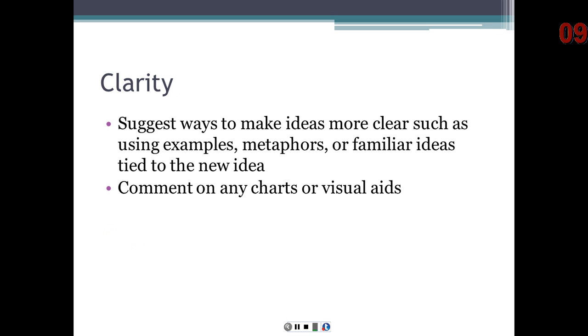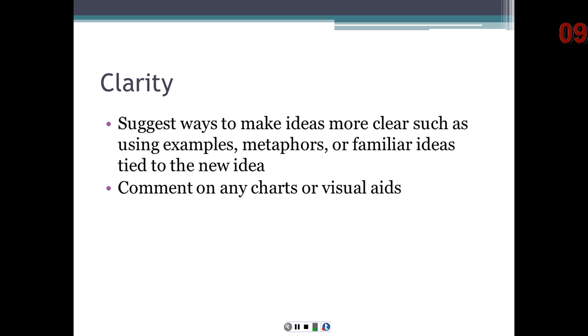Clarity, and some additional comments on clarity: you may suggest ways to make the ideas more clear, using examples or using familiar ideas or metaphors to explain it. Those are all good ways to increase clarity. You want to be careful about suggesting, for example, a detailed metaphor that might be very confusing, but a simple metaphor oftentimes will clarify ideas.